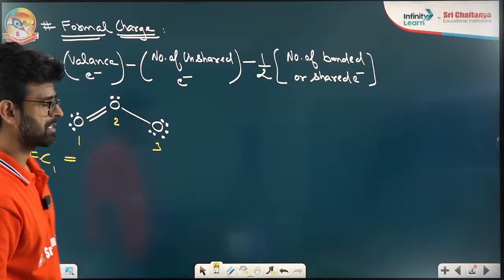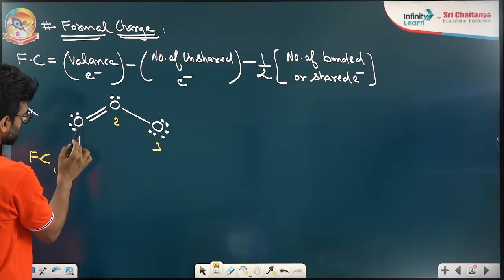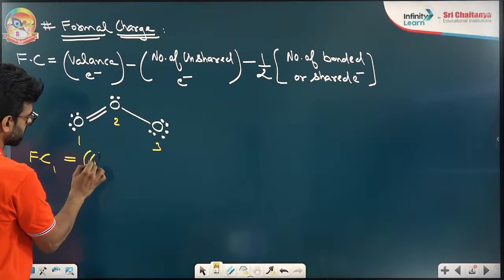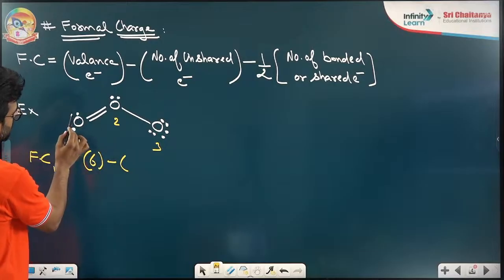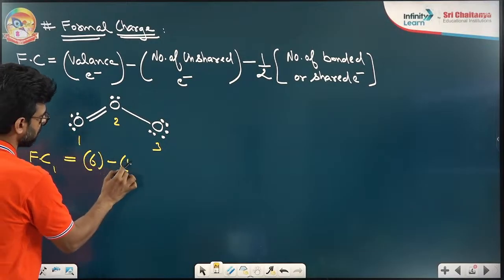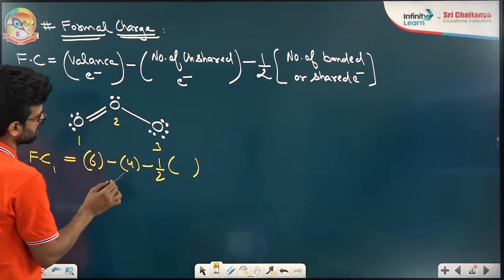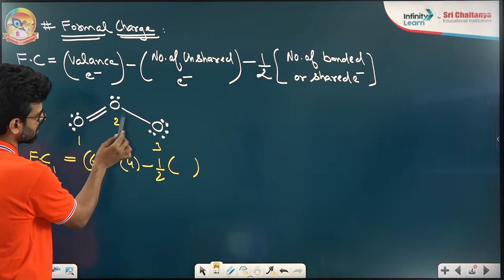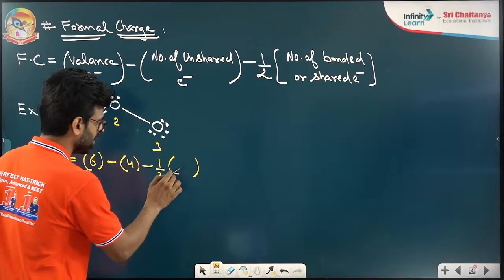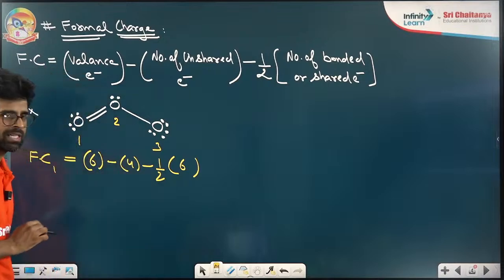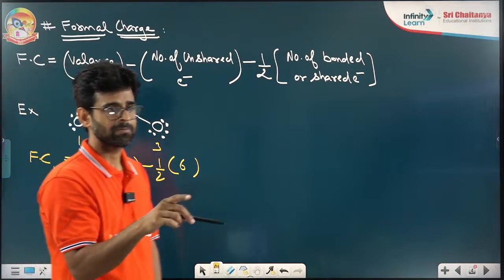So, okay, I'm telling you the first one. In this case, valence electrons, how much? Oxygen has 6 valence electrons, right? 16 group element, minus unshared. It has how many? 1, 2, 3, 4. 4 unshared electrons, minus 1/2. How many shared does it have? If you check, 3 bonds. 3 bonds means 6 shared electrons, right? So here we have 6 shared electrons because it has 3 bonds.